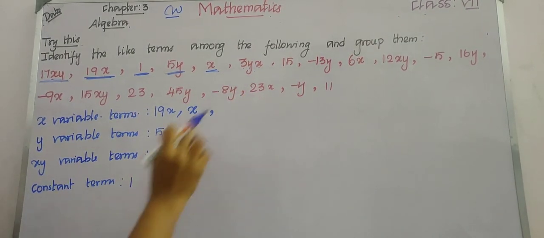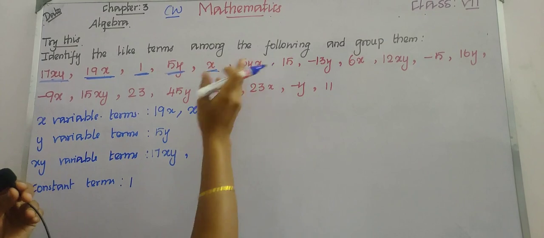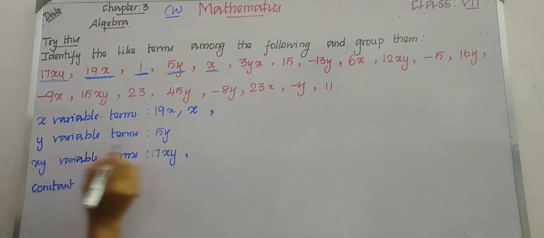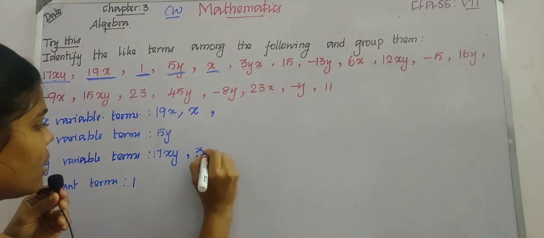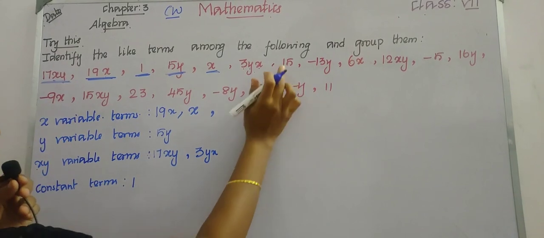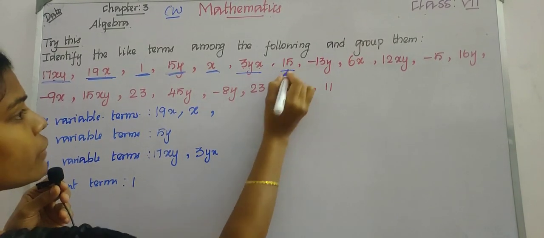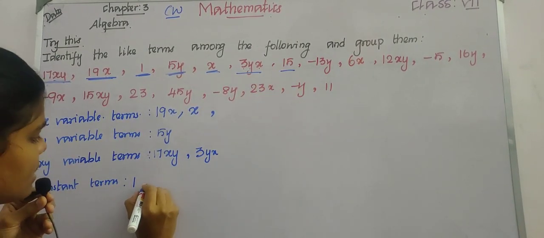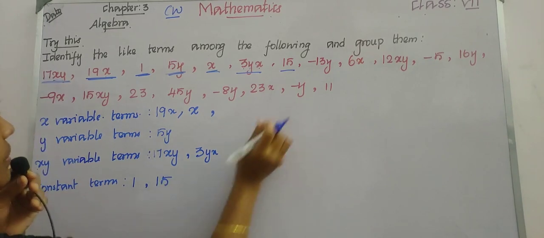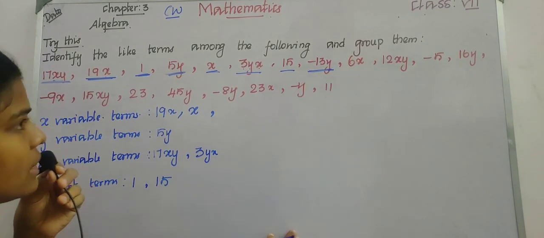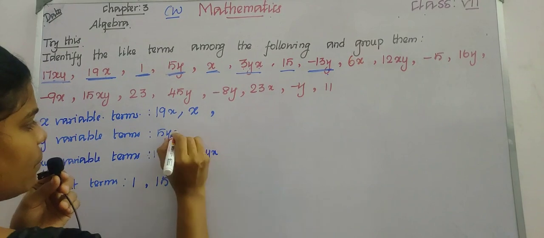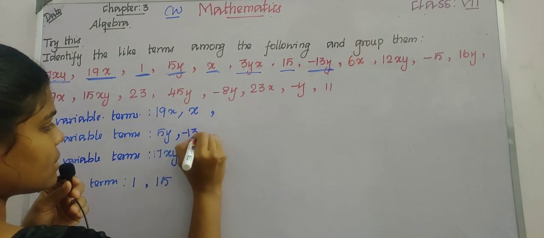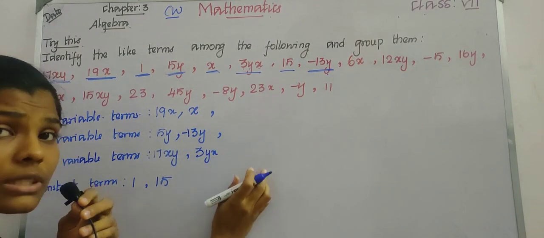Okay, simply we just change the order, right? So no problem, we can write it in an xy variable term. So 3yx. And then the next one is 15, it is a constant term. And the next one is minus 13y, it is a y variable. Is it clear, children?